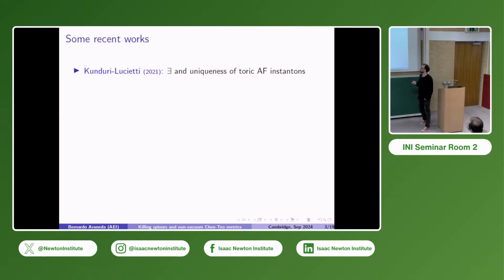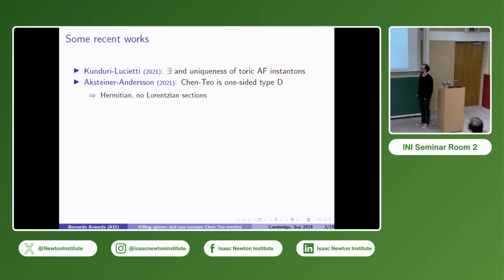So, first, there is this very nice work from Gunduri and James here in the audience about the existence and uniqueness of toric asymptotically flat instantons. And as Chen was explaining to me earlier today, this is based on a formalism that is called the rod structure formalism.